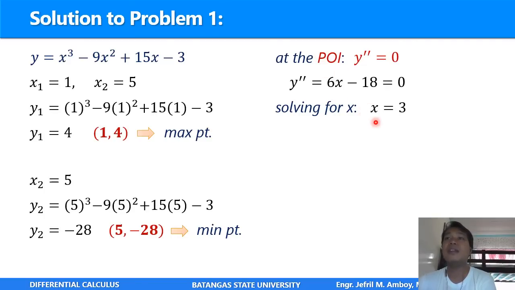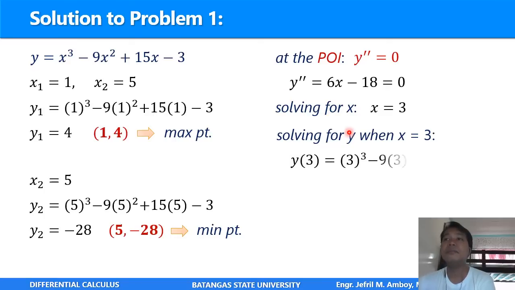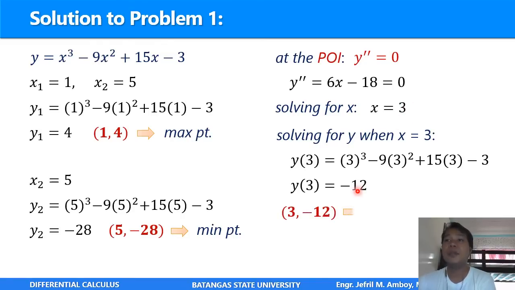So, like what we did earlier, if we want to get the value of y, then we substitute x equals 3 into the function. So, solving for y when x is equal to 3, y of 3 is equal to 3 cubed minus 9 times 3 squared plus 15 times 3 minus 3. If you can't do it in mental math, again, you can use a calculator. When you use the calculator, you get the value of y of 3, which is equal to negative 12. Okay. So, that means that the point of inflection is 3, negative 12.